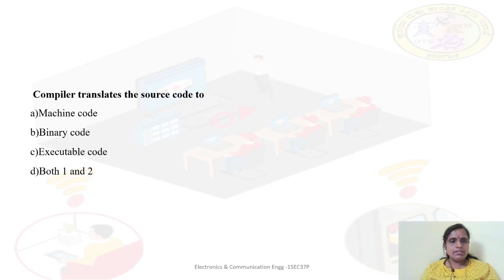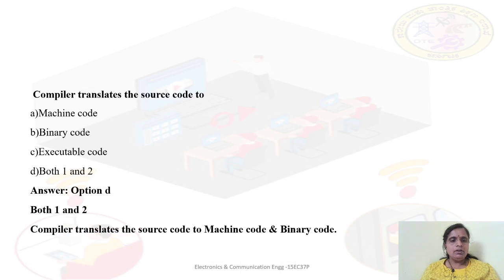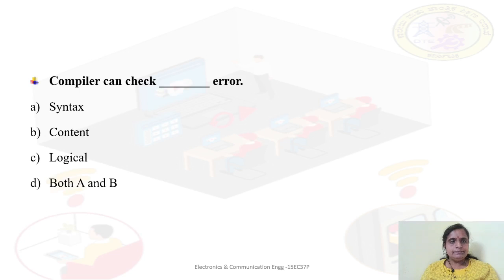Next, we'll go through the next question. Compiler translates the source code to: is it translating it to machine code, binary code, executable code, or both? The previous question was what a compiler does. So here it is translating your source code to what? Yes, the answer is both machine code and binary code. Let's go through the next question.